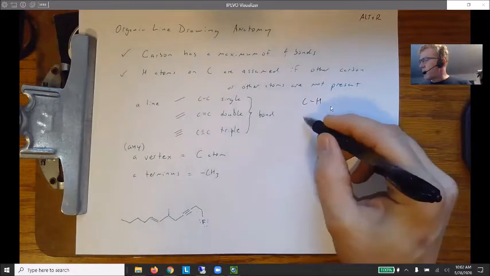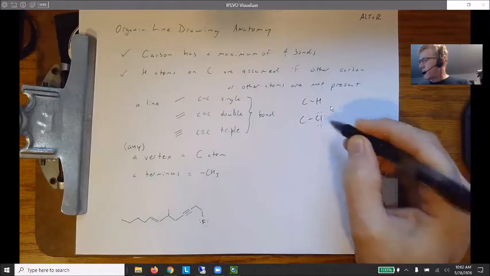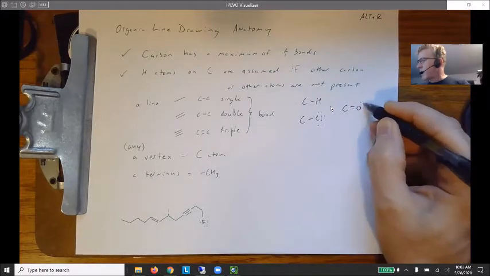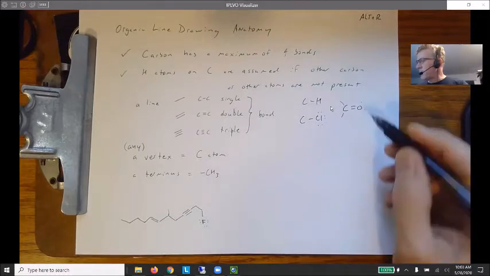CH single bond, CCl, carbon halogen bond, carbon oxygen bond would be a double bond like this, etc.